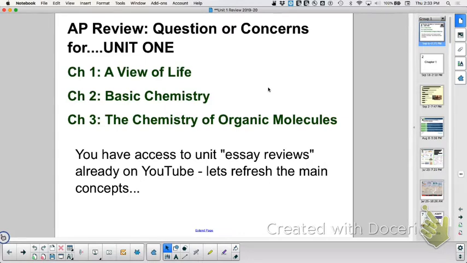So we have 3 topics: a view of life, chapter 1, basic chemistry in chapter 2, and then the chemistry of organic molecules. Even though the College Board is really only holding you accountable for the organic molecules and the water aspect of chapter 2, I need to hold you accountable for everything, because you're also going to take an SAT 2 at the end of the school year, and it's going to expect you to know these things as well.